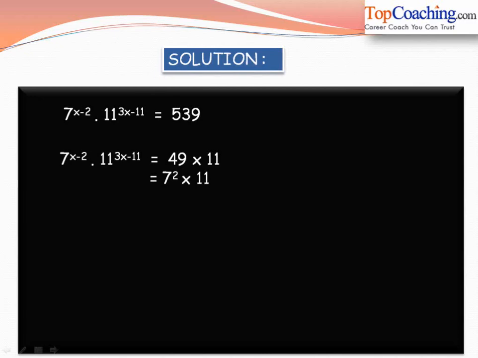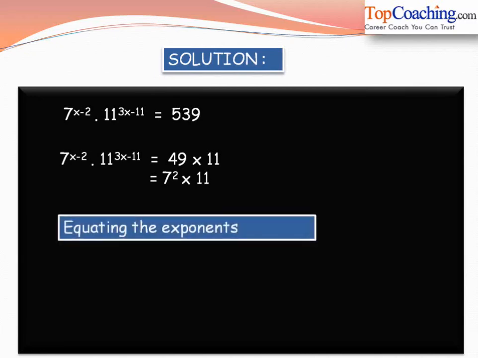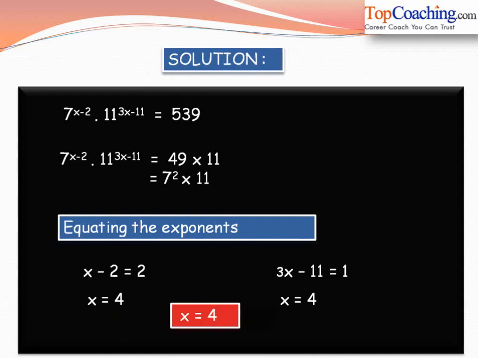Now what we do next is we equate the exponents, because this term would generate this term and this term would generate this term. Thus when we equate the exponents, we get x minus 2 equal to 2 and 3x minus 11 equal to 1. From this we get x equal to 4, and from this we get the value of x equal to 4 as well. So x equal to 4 is the final answer. Thus the value of x obtained from this equation is equal to 4. So using the laws of exponents, we have solved this problem.